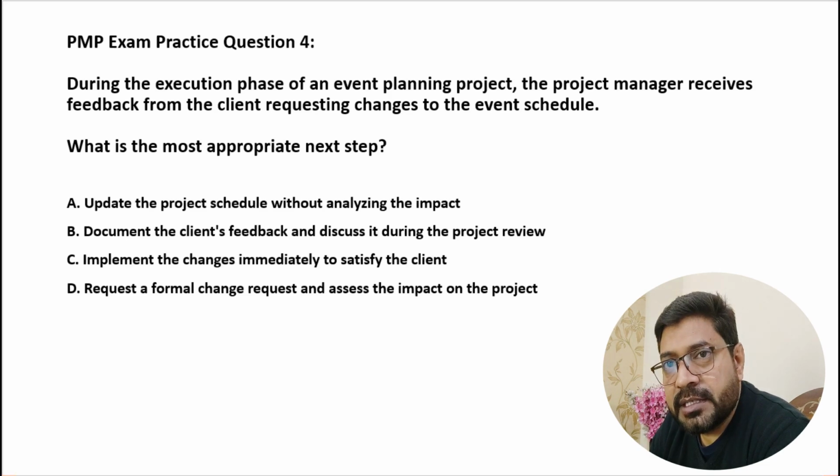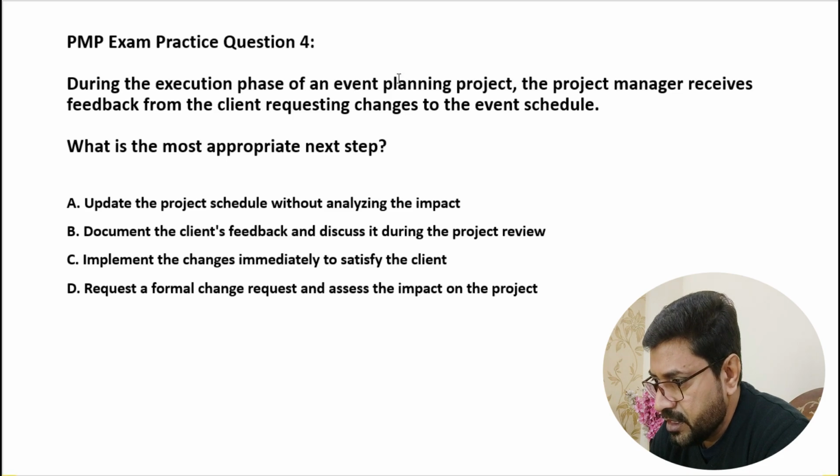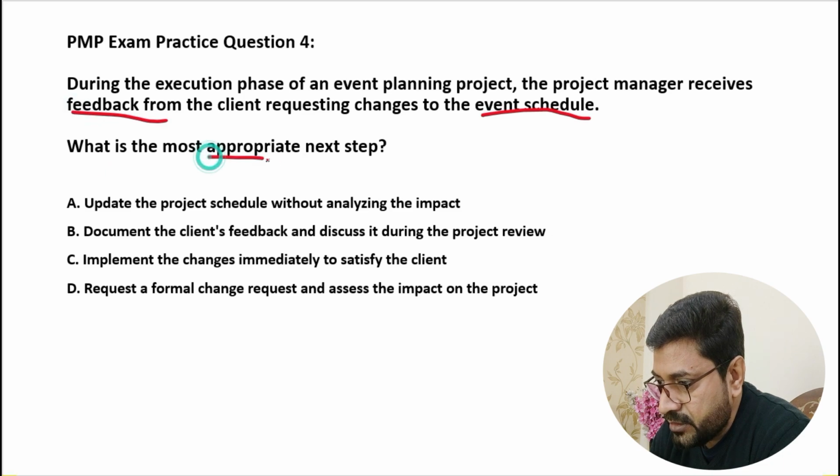Let's understand the question in simpler language. This is an event planning project, and it is in the execution phase. The project manager has received feedback from a client requesting changes in the schedule. Now, what is the most appropriate next step for the project manager?